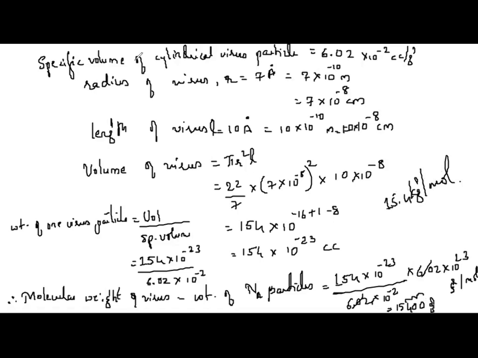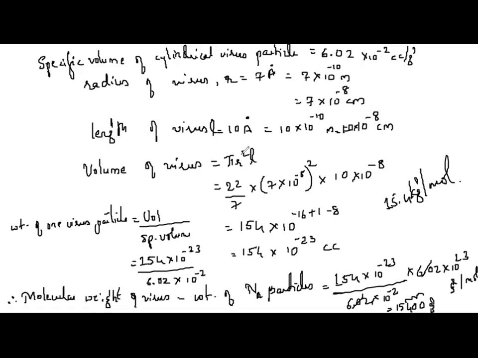So first what we did, we have specific volume given, radius and length is given. So volume of the virus, cylindrical virus they have said. So the formula is pi r square L. Pi value is 22 by 7. Radius is 7 into 10 raised to minus 8 the whole square into length 10 into 10 raised to minus 8. Solve it out, you will get the volume. Why is volume required? To find the weight.